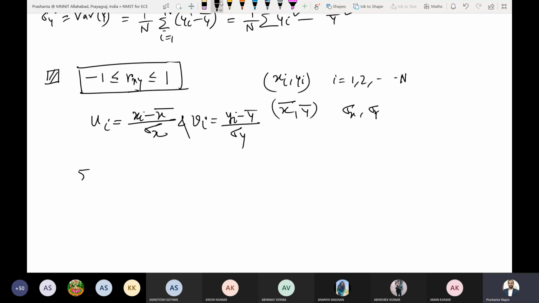So what is summation ui? Can you tell me what is the mean of these u values? What is the mean of the ui data? And what is v bar, the mean of the vi data? Can you tell me what that is?